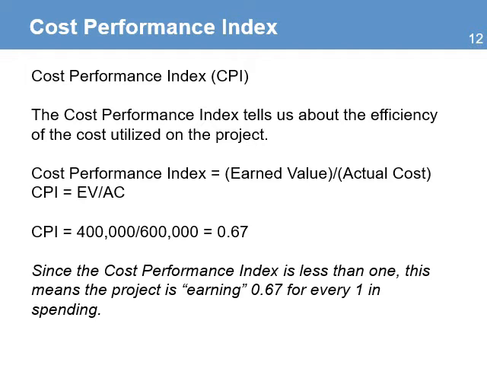It shows the efficiency of the project in delivering value. The formula is earned value divided by actual cost. When applied to the example, it gets a CPI of 0.67. What does it mean? Since the cost performance index is less than 1, it means that the project is earning 0.67 for every dollar it is spending. It means that it's costing more to produce the work than what was planned.